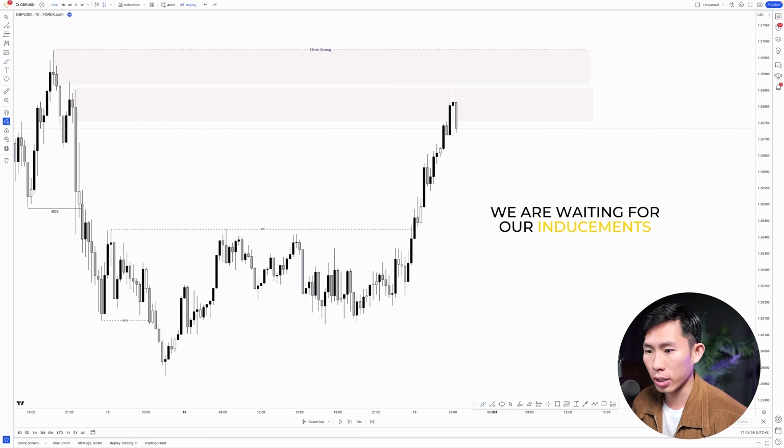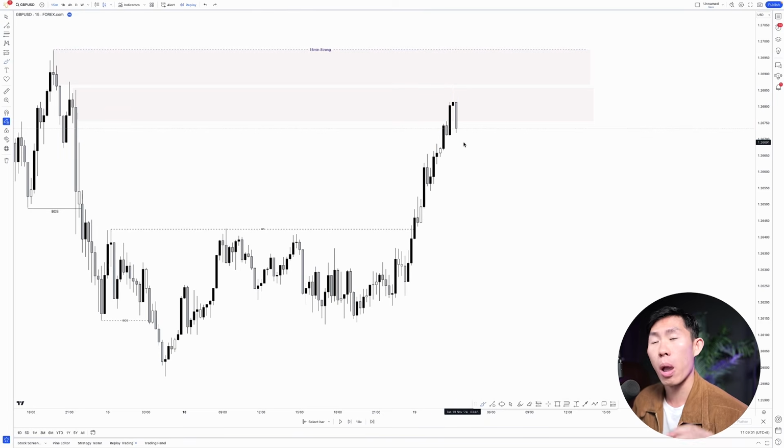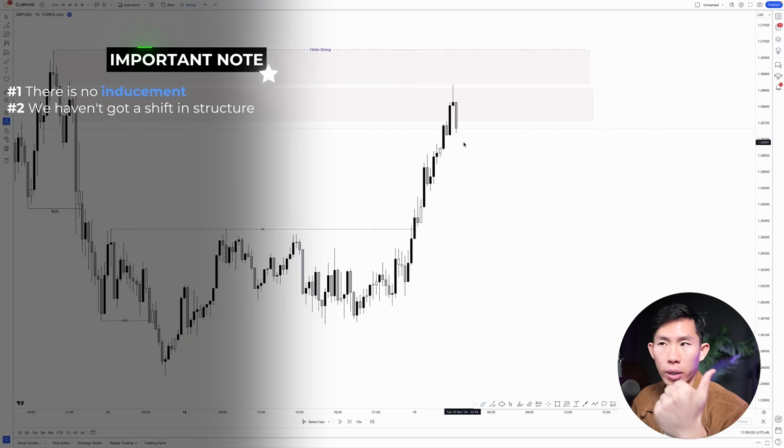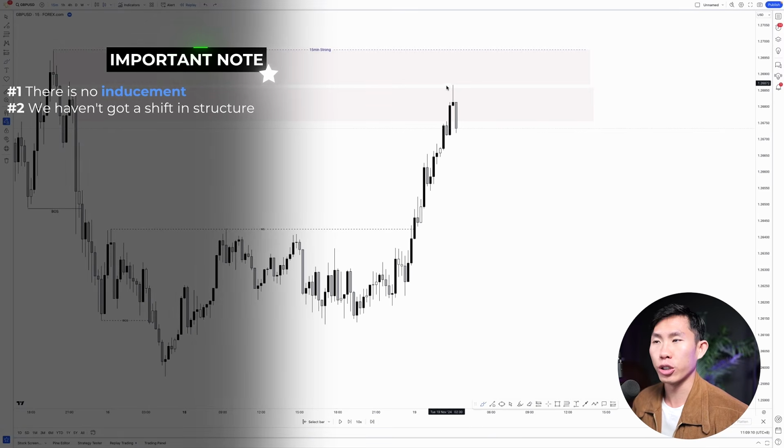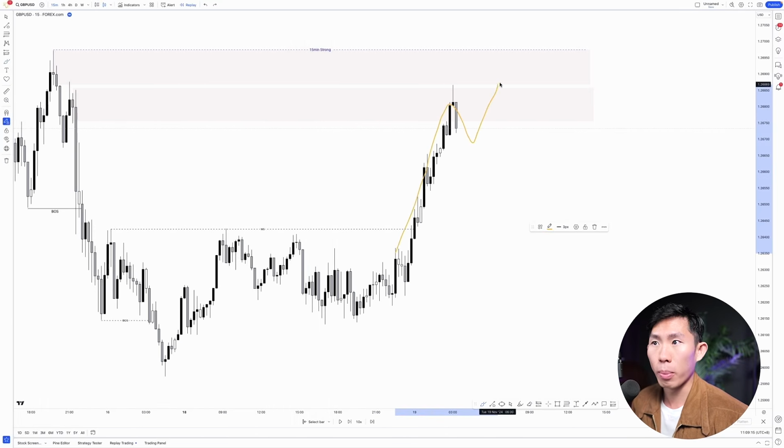Okay, you can see price is reacting at this supply zone, but we are patient. We are not doing anything whatsoever. Because first of all, there is no inducement. Second of all, we haven't got a shift in structure that tells us that the structure has shifted bearish, and right now price can continue to go up even further.